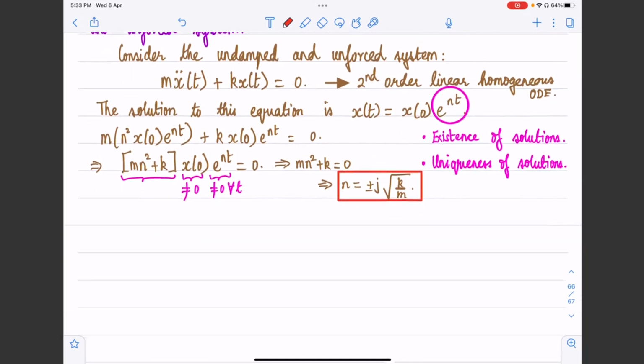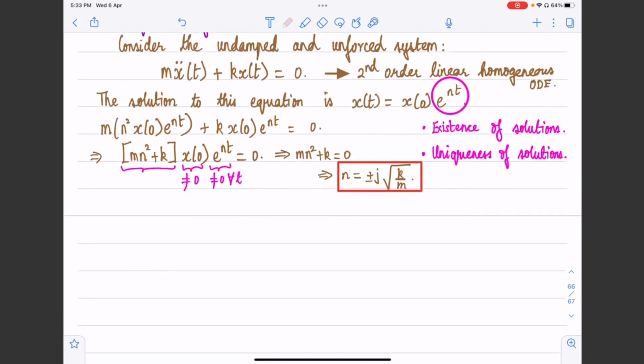And then we know from the theory of ordinary differential equations that the only solution to this class of equations is of the form x naught e power nt. Okay, so that's what we have done. We substitute that, and then we get this exponent n to be plus or minus j times square root of k by m. So this will give us the solution x of t to be equal to x0 in general for this problem, e power plus or minus j square root of k by m t. Okay, so this is what we'll have.